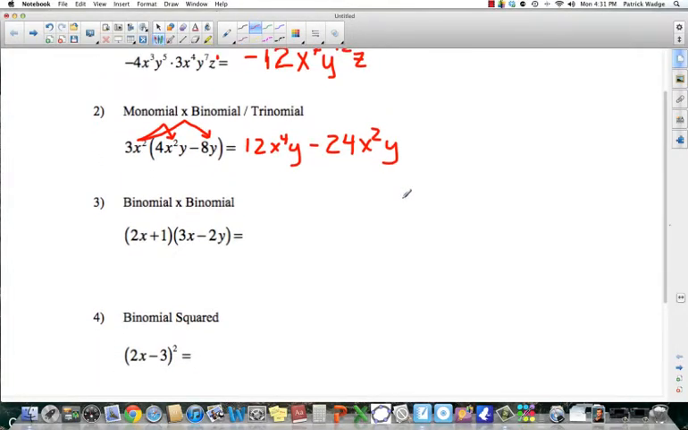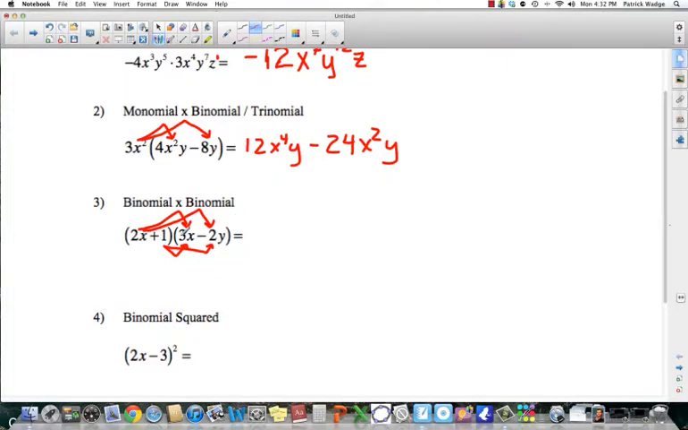Next one, binomial times binomial. This is a mountains and valleys question. You need to multiply this 2x by the first term and that 2x by the second term. There's your mountains. Then you need to multiply the 1 by the first term and the 1 times the 2y. Mountains and valleys. Here's your valleys down here.